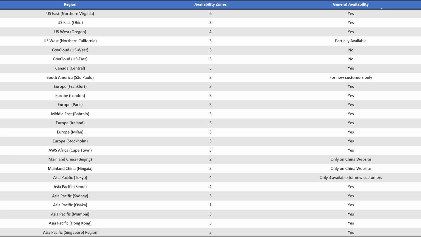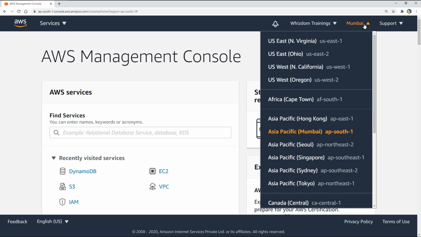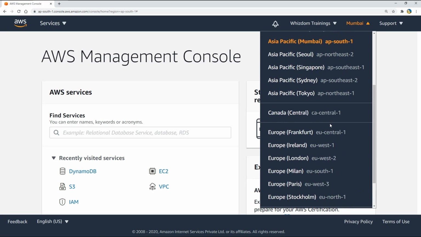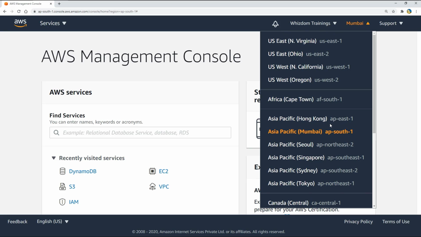Now the question comes up, how do we denote a region and availability zone? Let us see that now. Let's move to the AWS console, and here you can see that in the top right corner I'm seeing Mumbai as the region listed. These are the listed regions here. You can see that there are a lot of regions. You can work on any of these regions. You can work on multiple regions as well. It is not mandatory that you should be working on a specific region only.